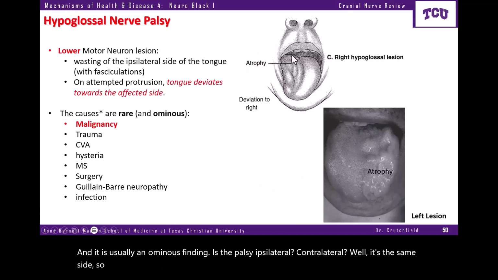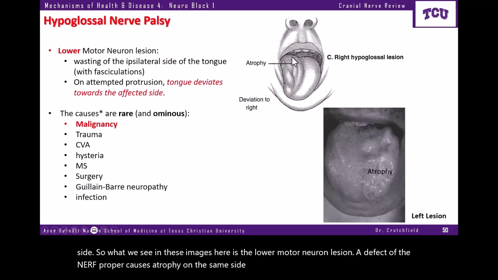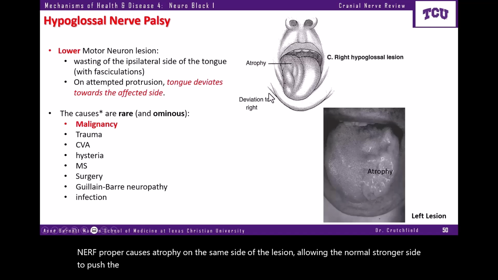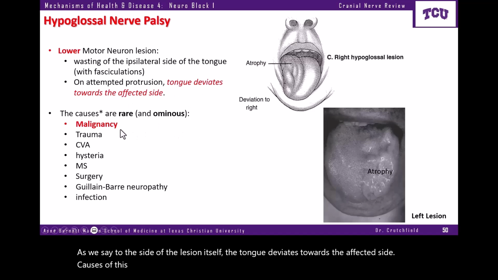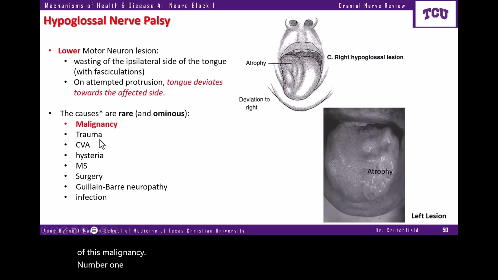So what we see in these images here is the lower motor neuron lesion, a defect of the nerve proper, causes atrophy on the same side of the lesion, allowing the normal, stronger side to push the tongue, as we say, to the side of the lesion itself. The tongue deviates towards the affected side. Causes of this: malignancy, number 1, trauma, a stroke, hysteria, psychological etiology, surgery, Guillain-Barré, infection, and multiple sclerosis.